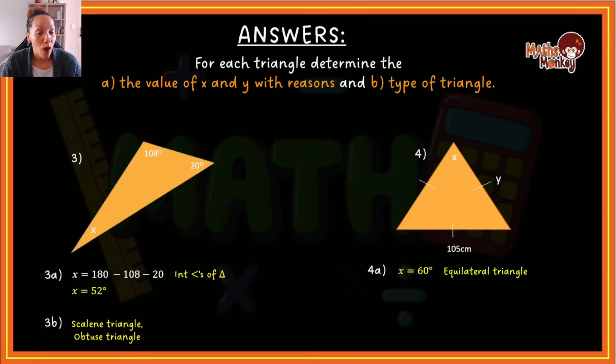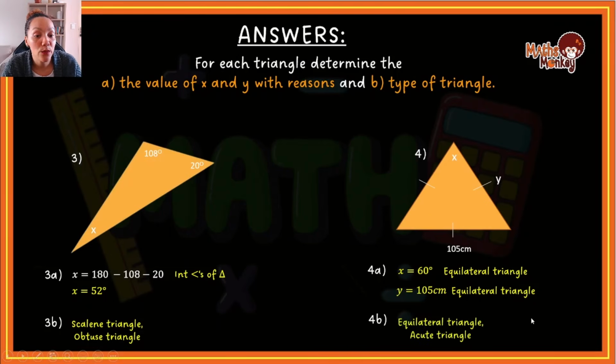Then we need to find y, and one of the lengths of the sides is given. So y also needs to be equal to 105 centimeters, and the reasoning is because it's an equilateral triangle and all the lengths are the same. Right, so what type of triangle is this? It is an equilateral triangle, but it is also an acute triangle, because all of the angles are 60, which means they are all acute. Acute means less than 90 and obtuse means greater than 90.